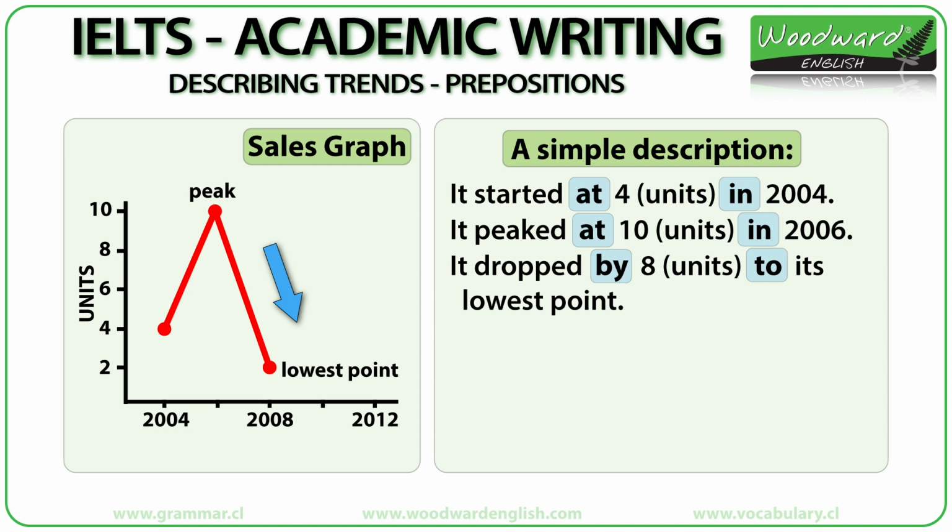If we want to add the number that is at its lowest point, which is a good thing to do in order to give a more complete response, then we use the preposition at after lowest point. In this case, it dropped to its lowest point at 2 units. You see, we also added in plus the year to state when this lowest point happened, in 2008. So the complete sentence is, it dropped by 8 units to its lowest point at 2 units in 2008.